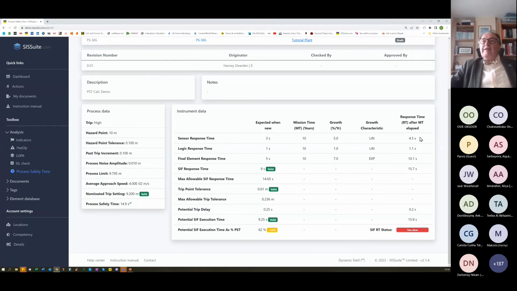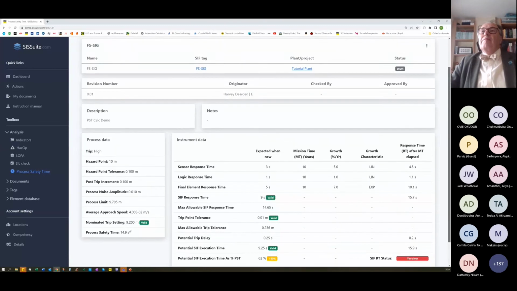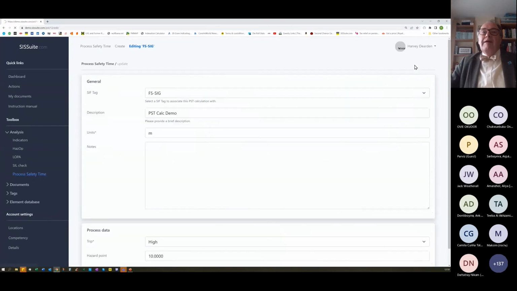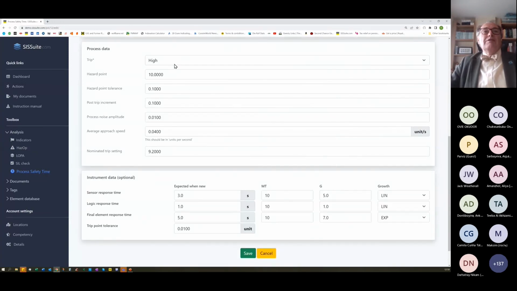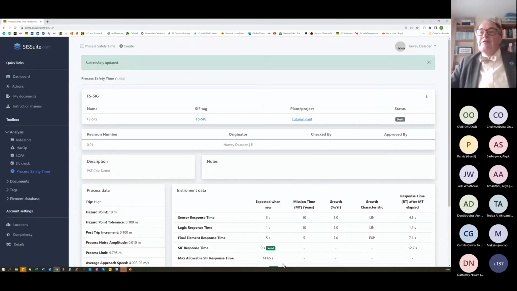So here we've calculated the response time after the mission time has elapsed. And you can see that at 15.7 seconds, this is too slow. This would not meet our requirement. But this is where we can start to edit the requirement. So I'm not going to change the process specifications for the moment, but what we might do, for instance, if this is a valve, we might say that we allocate a mission time of 5 years for the valve, so that after the 5 years it will be overhauled and returned to the as new condition.